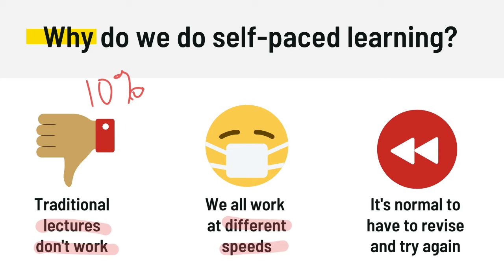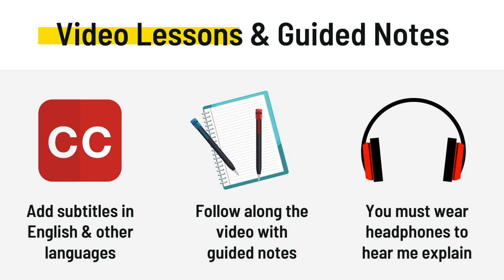Third thing is that it's very normal to have to revise and to try again. So if you make a mistake, if you're not getting something, you don't just get to move on. You need to learn it before you advance. That is normal. That is how we learn. And so we've built in that time through this model.